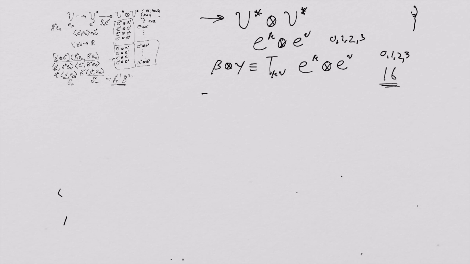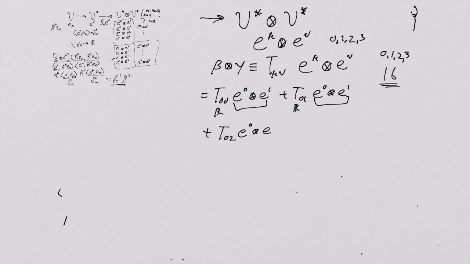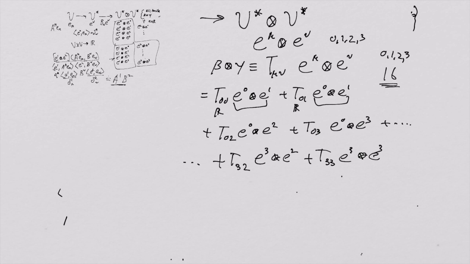And when you expand that sum, you get T^00 e_0 tensor product e_0, plus T^01 e_0 tensor product e_1. Remember, this is a basis vector, this is a basis vector, this is a real number, this is a real number. And it goes plus T^02 e_0 tensor product e_2, plus T^03 e_0 tensor product e_3, plus et cetera, until you finally end up with plus T^32 e_3 tensor product e_2, plus T^33 e_3 tensor product e_3, like that.